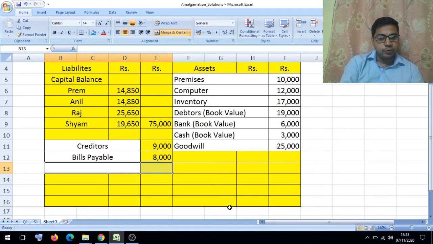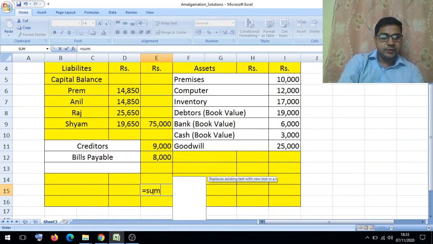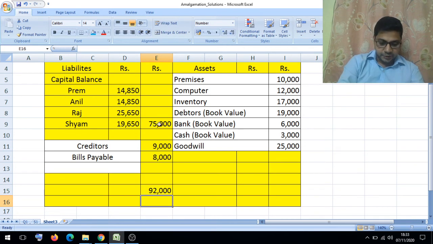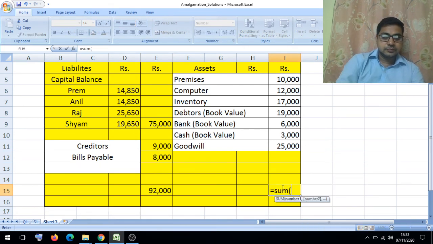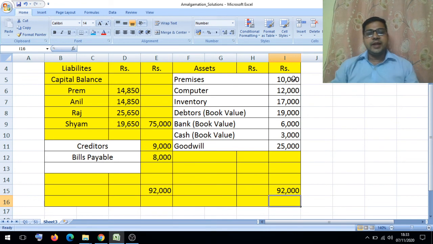Now you have to close and find out the balance, the tally total. It is 92,000. What about the asset side total? It is also 92,000.